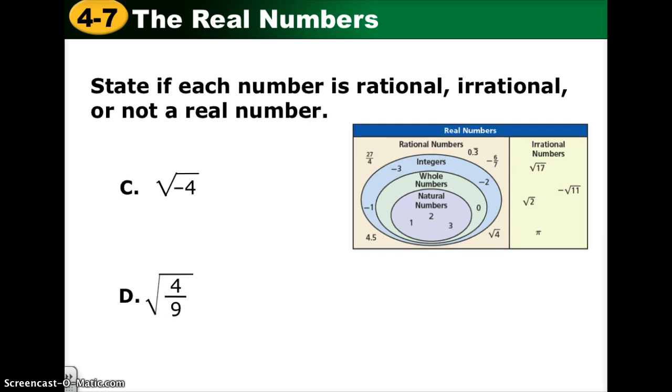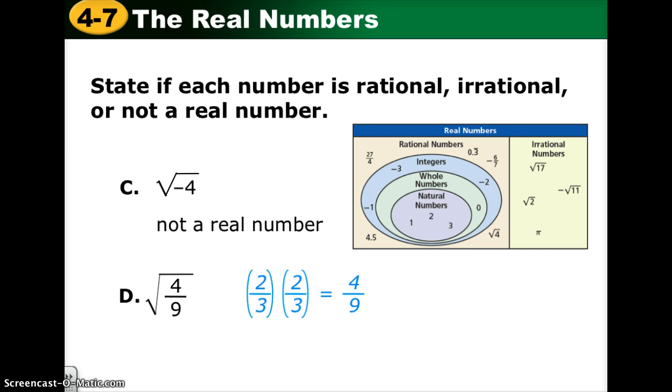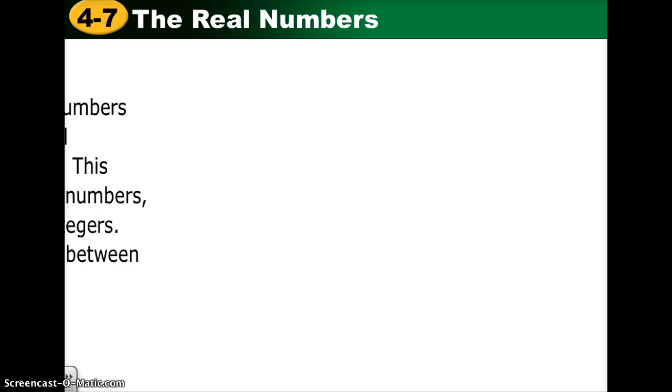Square root of negative 4. We discussed how that's not possible, so if it's not possible, it cannot be a real number. So this would be an example where you have not a real number. It's something that's not going to work in your calculator. Square root of 4/9. Remember, you can break that apart to do a square root of 4 and square root of 9, which is the same as 2/3. So 2/3 is rational.